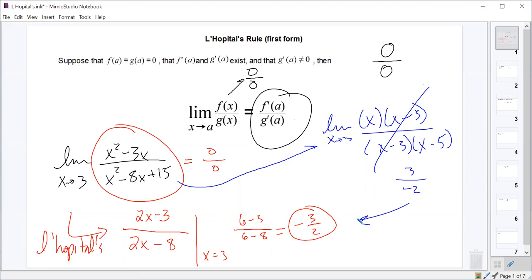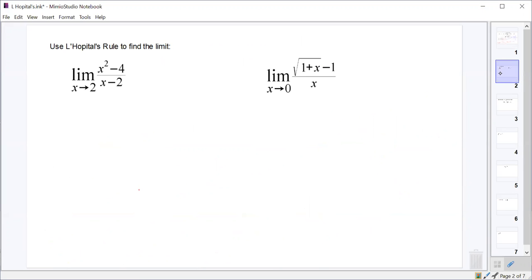Sometimes this might be easier, sometimes this might be easier. I think taking the derivative is most of the time quite a bit easier than trying to factor this stuff out. So let's see if we can look at these two problems here.